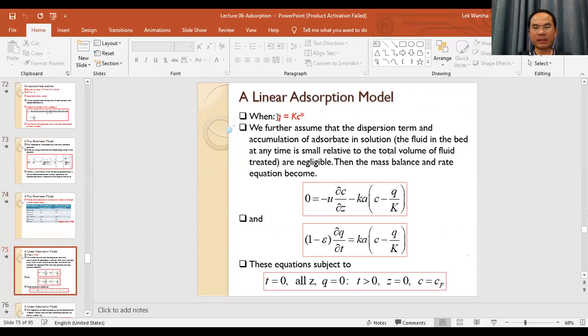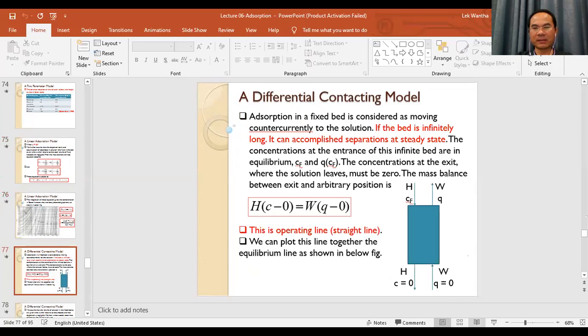This equation is Q equal to KC star, and another equation is HC equal to WQ. That's right. Mostly for this case, maybe the equilibrium line is not linear. It may be linear or not linear. For this case, you can assume it's linear or not linear. It depends on the real data.